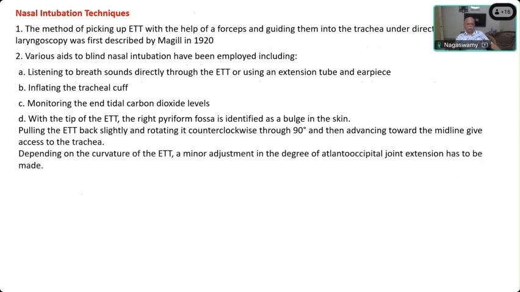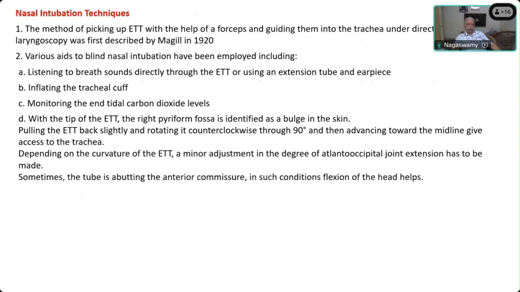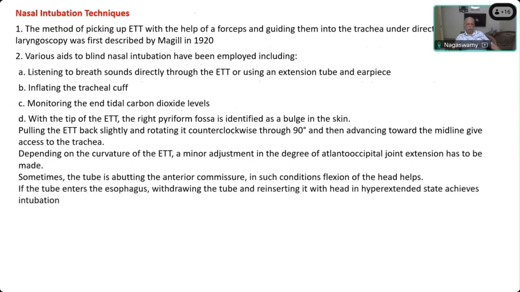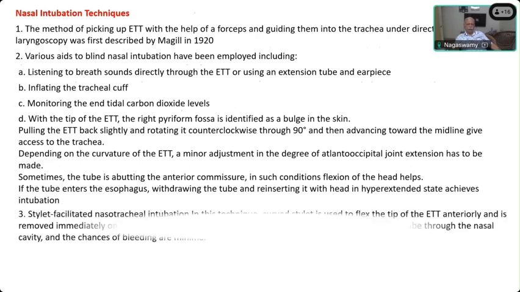Then, depending upon the curvature, a minor adjustment is required at the atlanto-occipital joint, extension, that is, flexing the neck. Sometimes the tube may be abutting the anterior commissure. In that condition, you have to flex the head and pass the tube. If the tube enters the esophagus, withdrawing the tube and reinserting with the head in a hyperextended state achieves intubation.